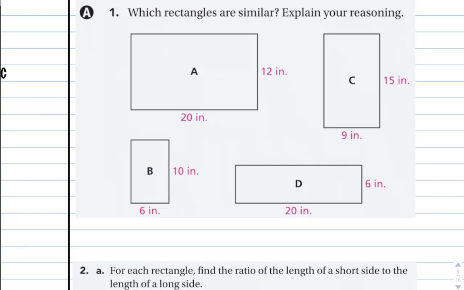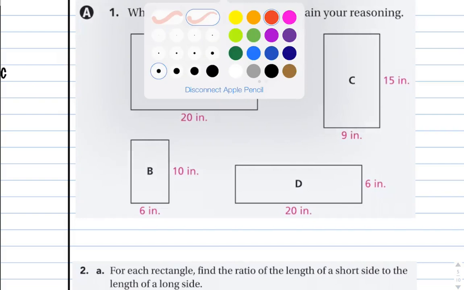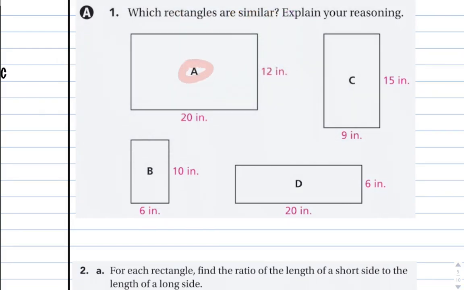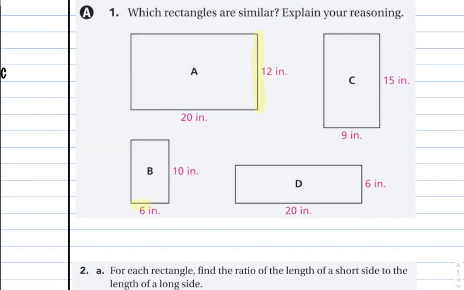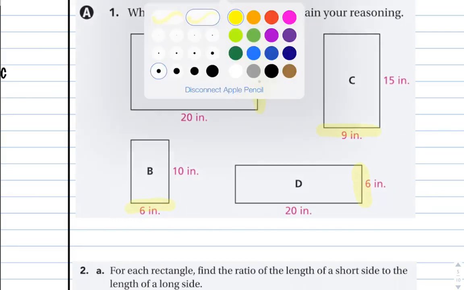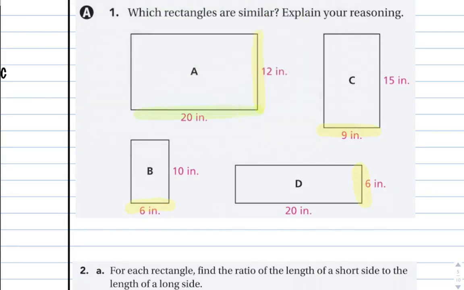Okay, so this is after you've paused the video. You can follow along and see what it looks like. Which rectangles are similar? There are actually three rectangles that are similar: A, C, and B. These are all similar. I'll show you why. I'm highlighting this side, this side, this side, and this side. I highlighted all the short sides. Now I'm highlighting all the long sides. I have to make sure that I'm comparing long to long, short to short.